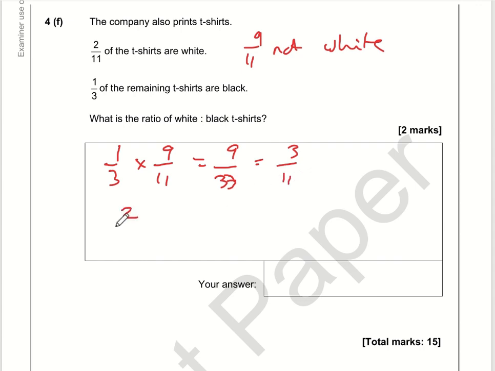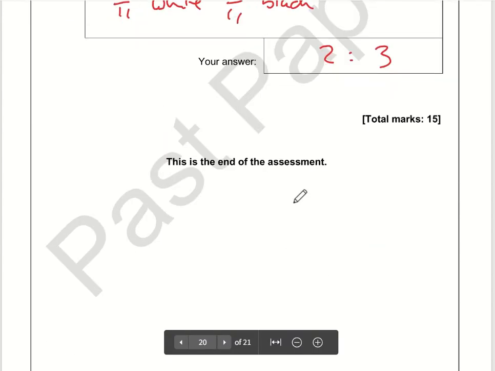So 2/11ths are white, 3/11ths are black, so that is a ratio of 2 to 3. And that is the end of the section.